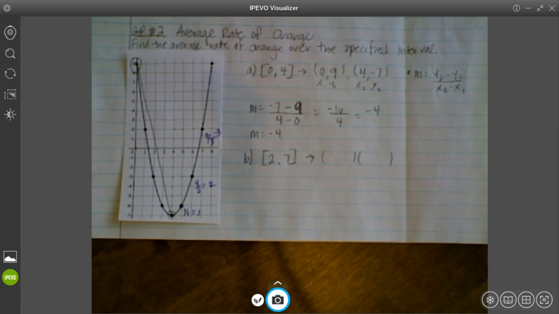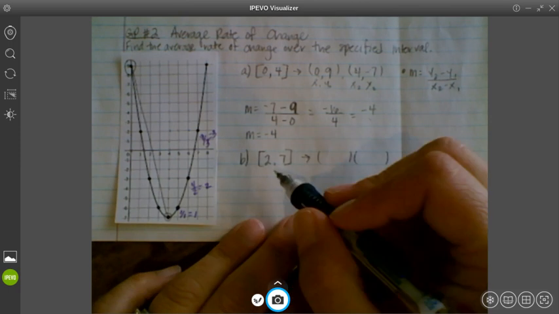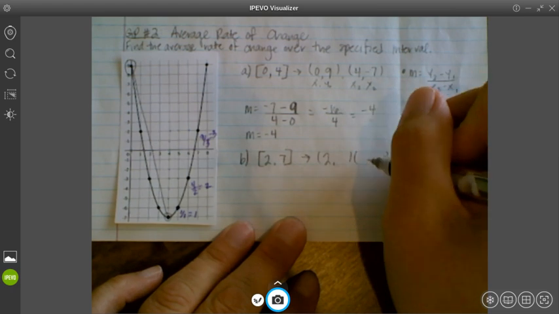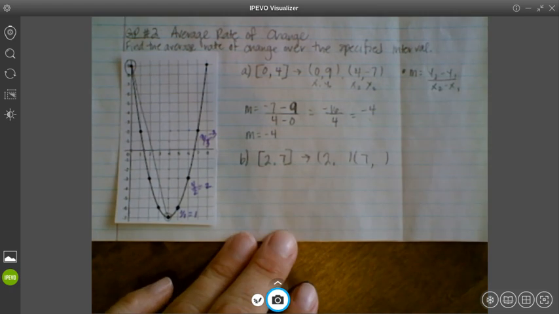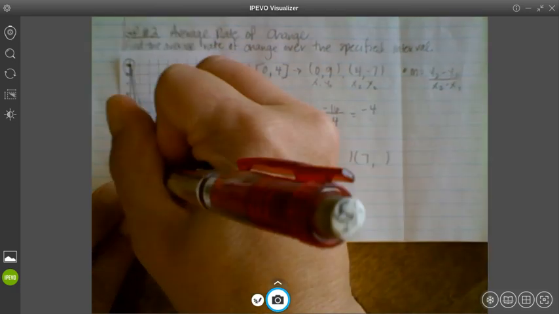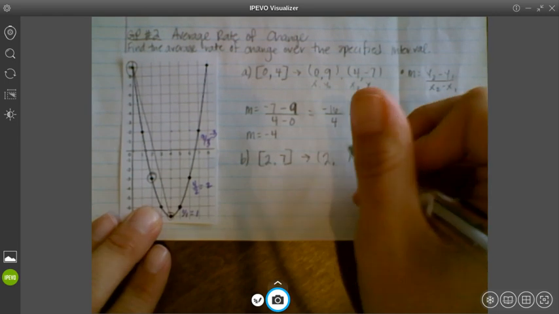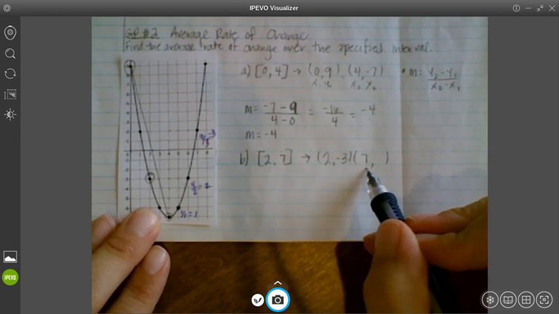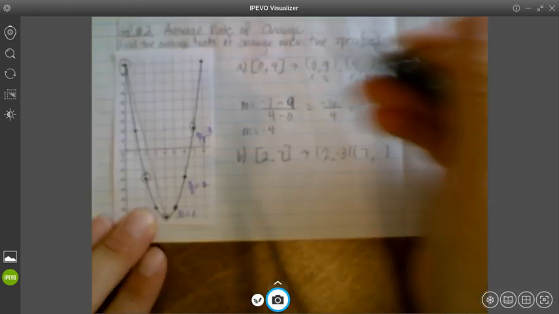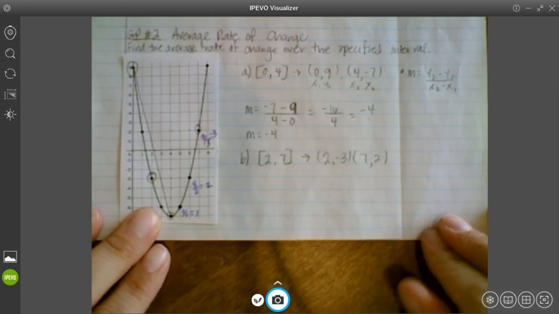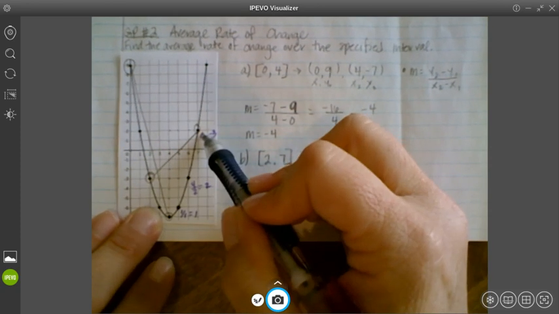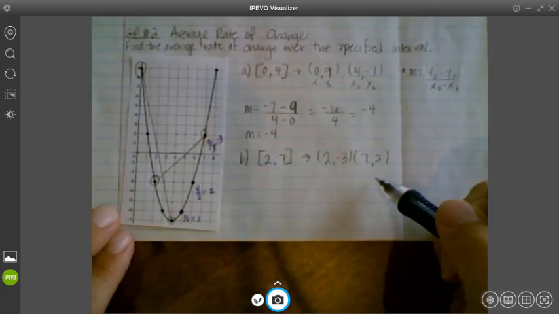Okay, so hopefully you have attempted this on your own. Remember that the interval specifies the x values of our 2 points. So the first x value is 2, the second x value is 7. On our graph, we want to find the point on the parabola where x equals 2, which is right here at 2, -3. Then we want to go to the point where x is 7, which is here at 7, 2. Now again, if I draw a line between these 2 points, it's increasing as it goes to the right, which means the slope that we get when we work through this should be a positive value.